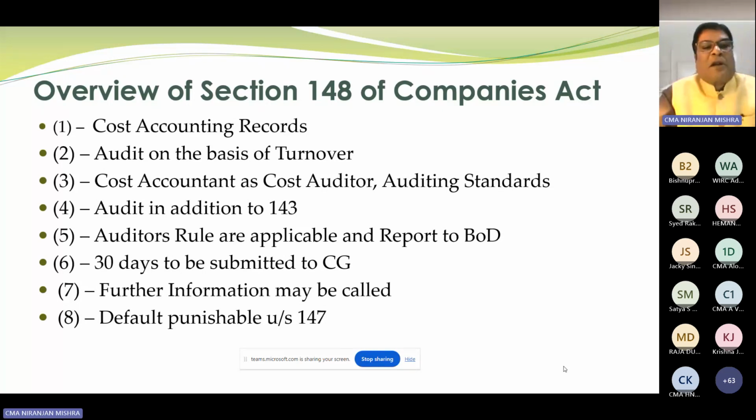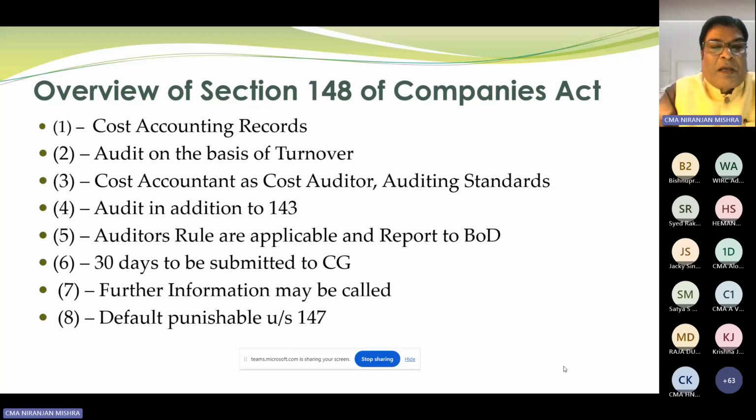Then the cost auditor has to give information if it is called for by the Ministry of Corporate Affairs or the cost audit branch. And we know there is punishment under section 147, both for the company and for the auditor. It applies to the company, every officer of the company involved in the process of cost audit, and the auditors. So we know there is stringent punishment.